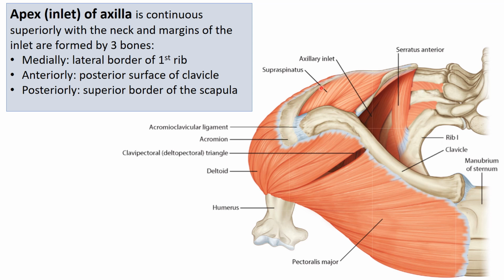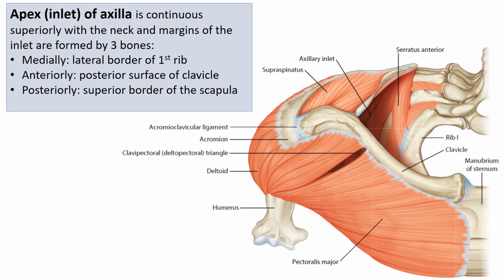We talked about this part, which means this will be supraspinatus, and below this one will be infraspinatus muscle, right? And so this is the superior border of the scapula. So again, superior border of the scapula posteriorly, first rib medially, and anteriorly by the clavicle. So these 3 bony structures form the inlet, or the apex of the axilla.